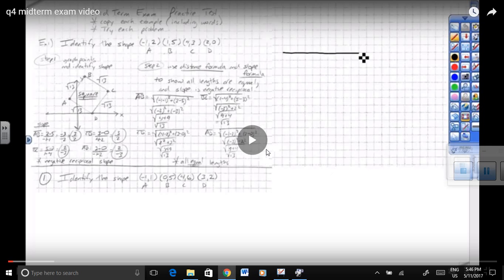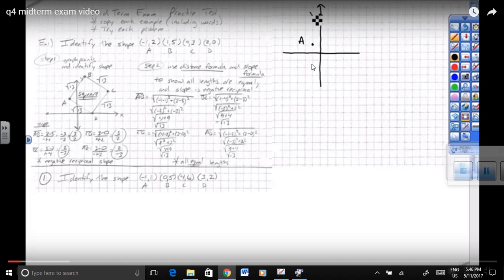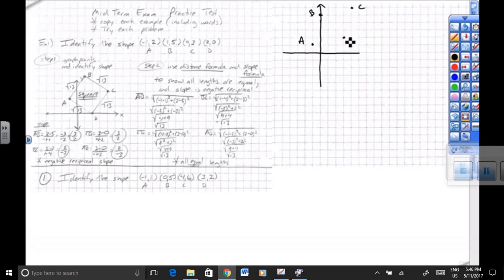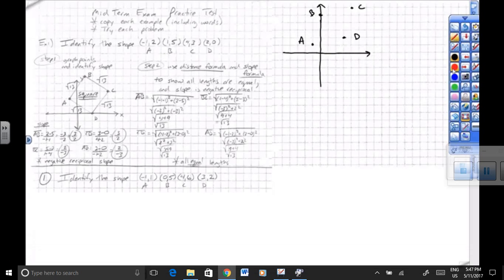My next shape, the first thing I'm going to do is plot it, just so you have an idea of what you're looking at, and let the work dictate what you're looking for here. So I'm going to plot A, which is negative 1, 1. I'm plotting B, which is 0, 5. C is over 4 up 6, and then D is over 3 up 2. So X first, Y second. Make sure you know how to plot coordinates. If I connect those, it shows me that that is a rhombus.